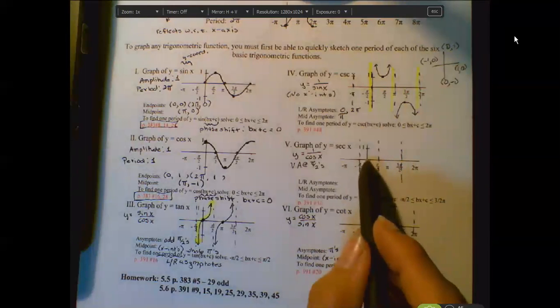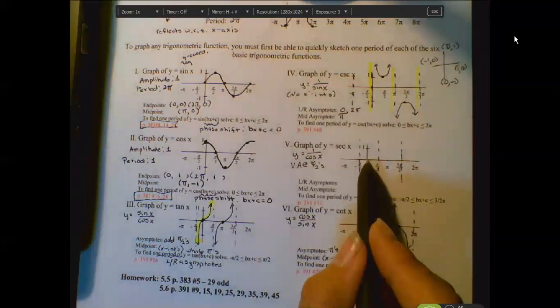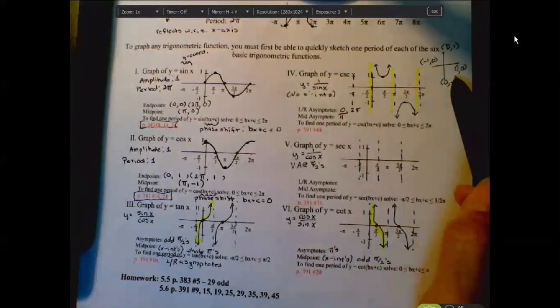And then what about at 0? At 0, what's cosine at 0 radians? Here's 0 radians. What's cosine?